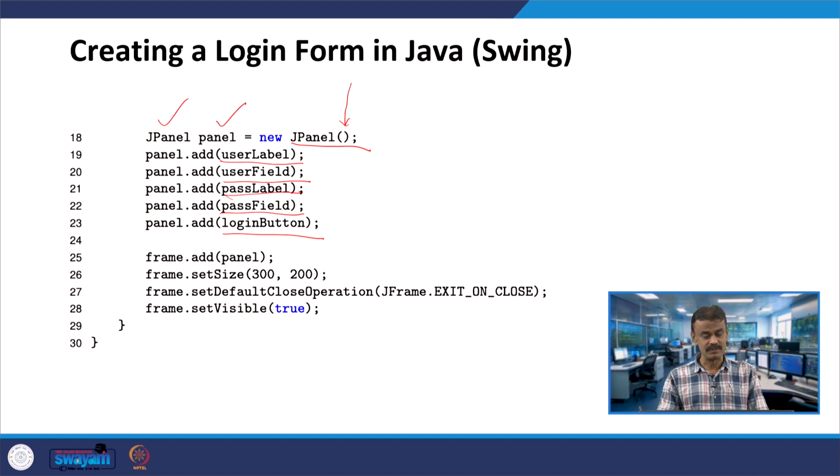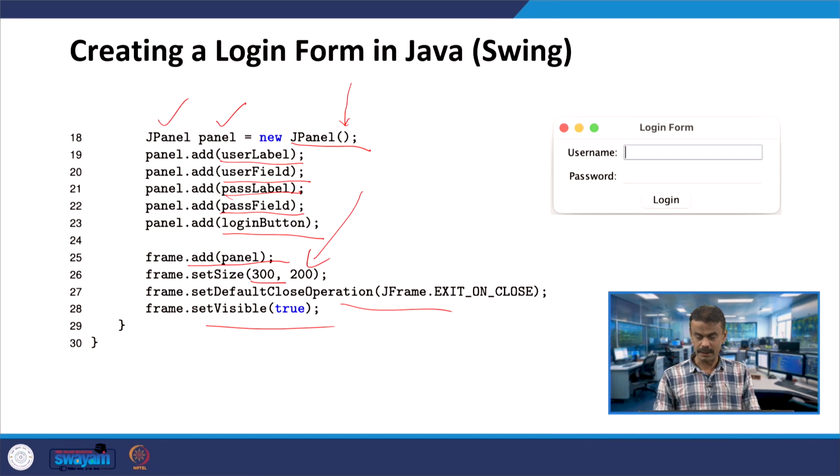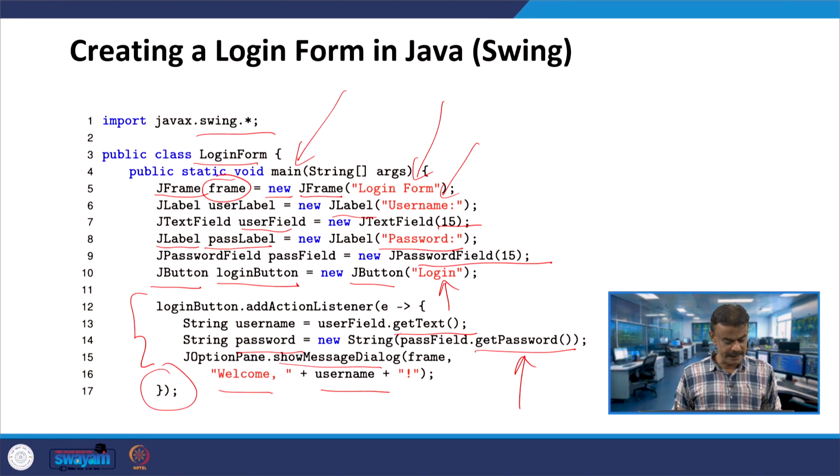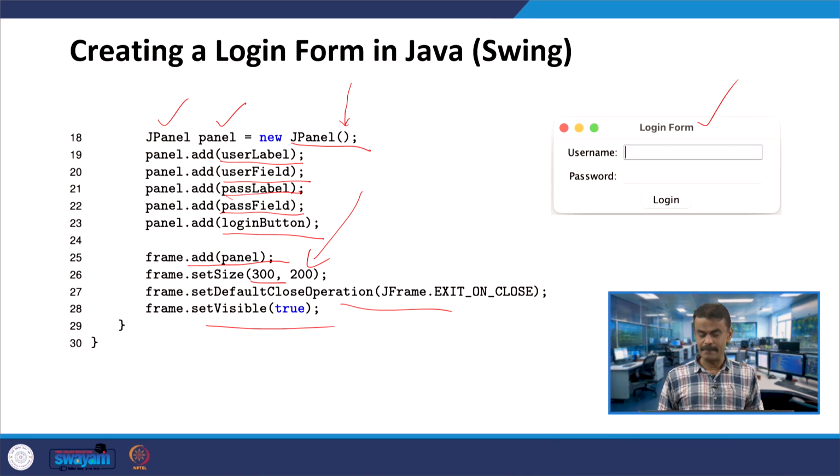That is why I have chosen this visualization. At line number 25, the frame is invoking add panel, height is 200, width is 300, as usual the close operation and set visible operation. So, when I run the code, I will get the output like this. It is interesting. You have the login form, which we saw in line number 5, then username you can type, password you can type, click login.